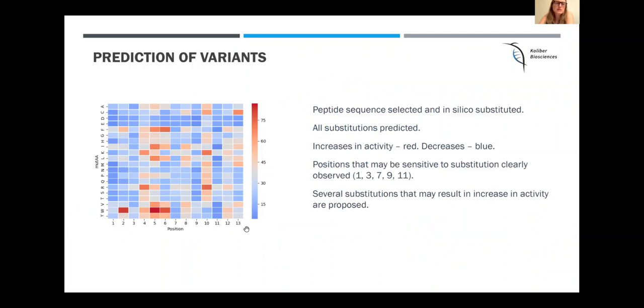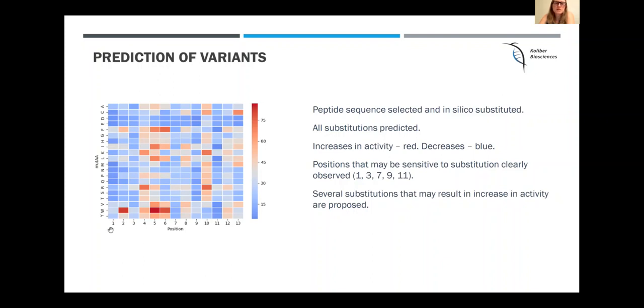We have a peptide sequence, and at each position we already have an amino acid that occurs. We can predict all the substitutions through the model. In red, we have predictions that increase activity, and in blue, we have predictions that decrease activity. So very quickly, you can take a peptide and get a global view of what is happening if you were to substitute that peptide at each position.